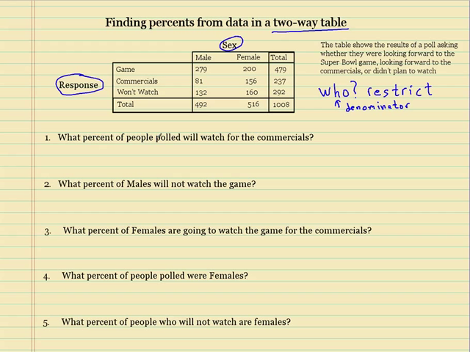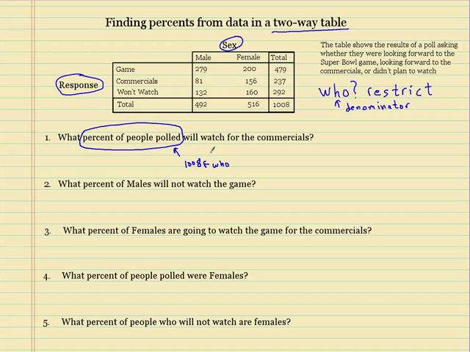What percent of people polled will watch for the commercials? The who is the percent of people polled. Let me be a little bit more specific there. You have to look in this table and find out how many people were polled. The number of people polled were 1,008. That's who we're interested in.